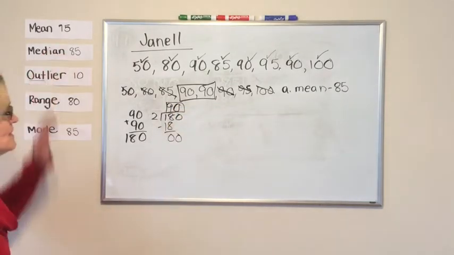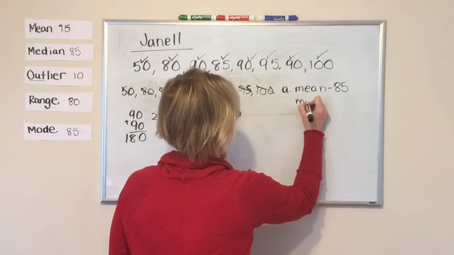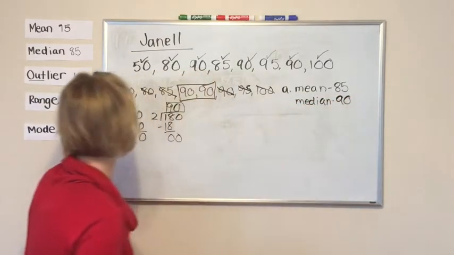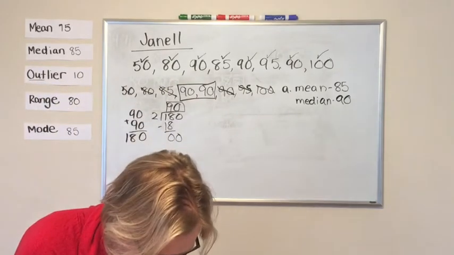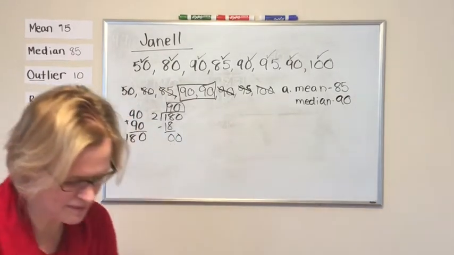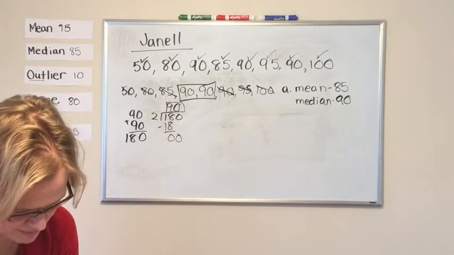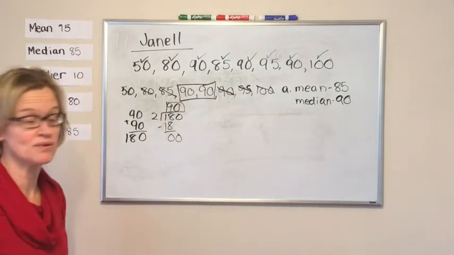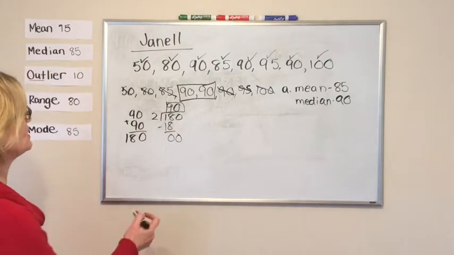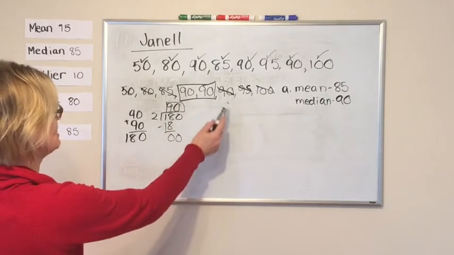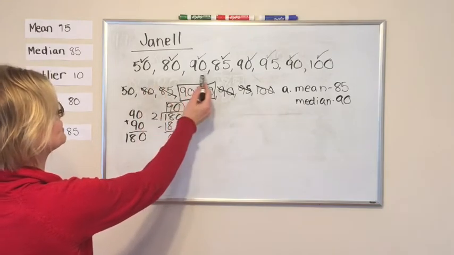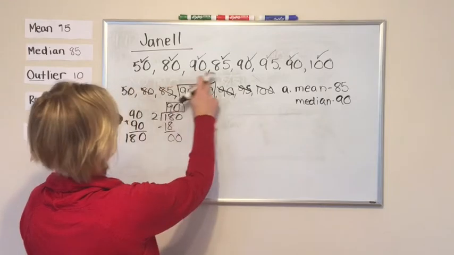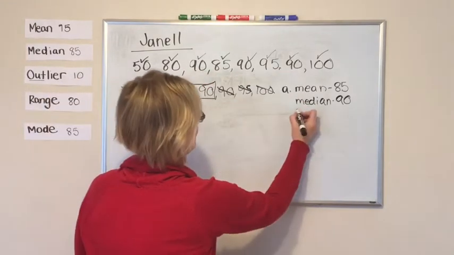So it looks like my median is 90. Our next one we're looking for is the mode. And remember to review, if you're trying to remember what mode actually means, it is the number that occurs the most often. So if we take a look over here, in Janelle's scores, the number that appears to come up the most is 90.